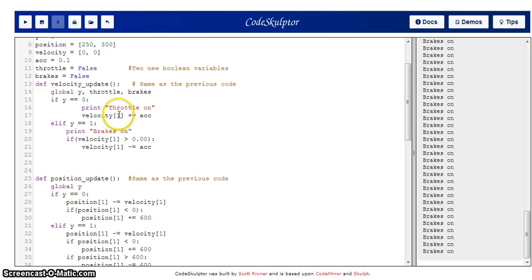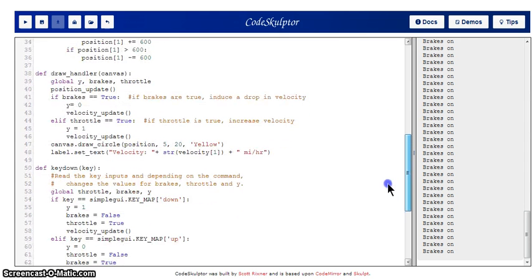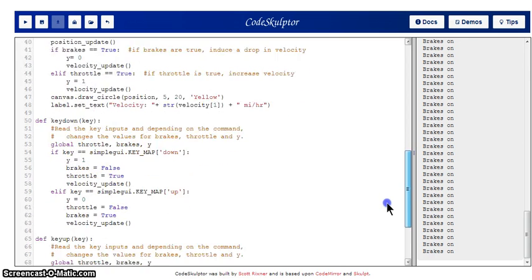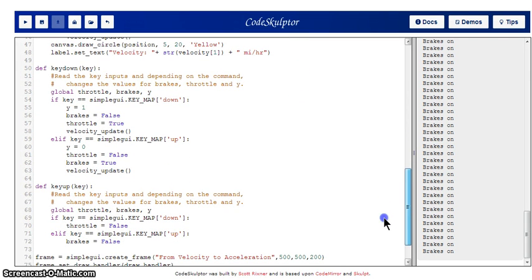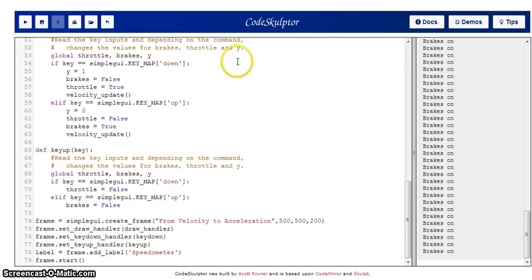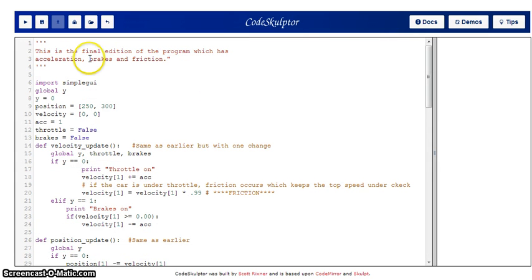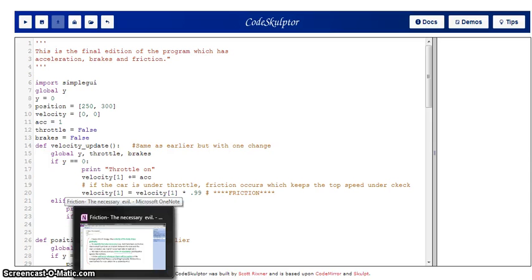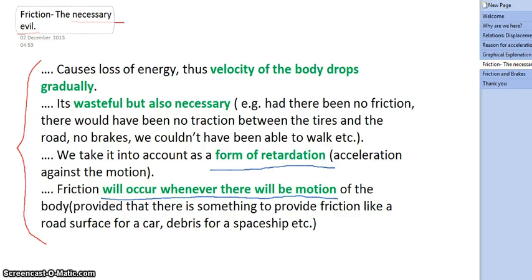If the throttle is on, I'll increase the velocity by ACC. If the brakes are on, I'll decrease the velocity by ACC. The rest of the program is quite simple to understand. And so we move on to the next program. But before running this program, I would like to take you all to OneNote for a bit of understanding on friction.